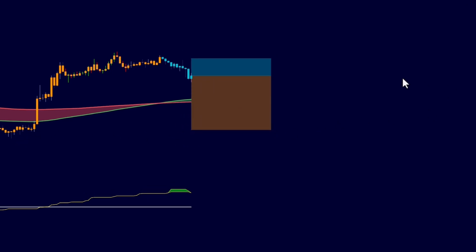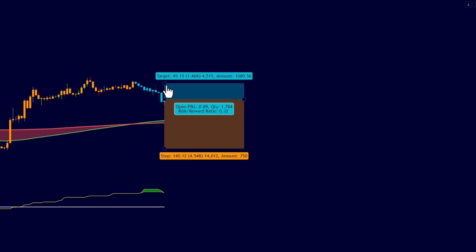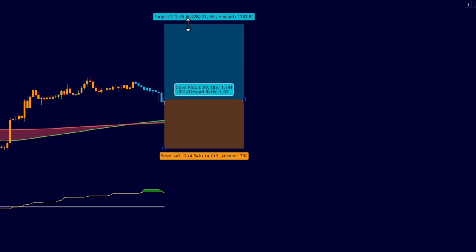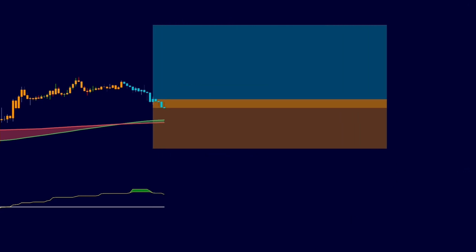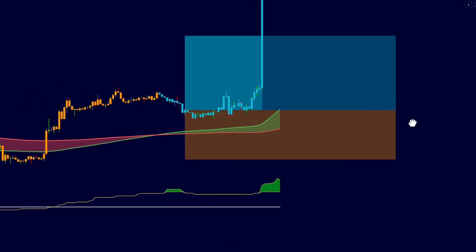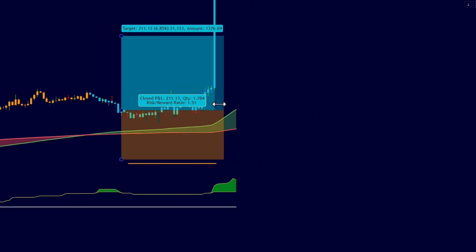To manage risk effectively, set your stop loss just below the recent swing low of the market. For an optimal exit strategy, aim for a risk-reward ratio of 1.5 to 1, or to ensure better results while minimizing potential losses, make sure to watch the entire tutorial because I've got a real gem for you.